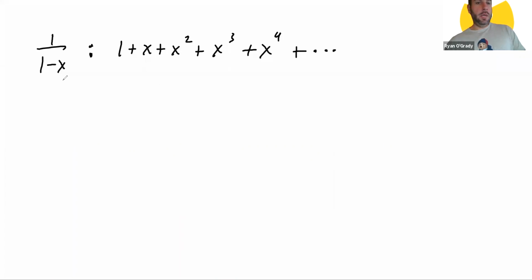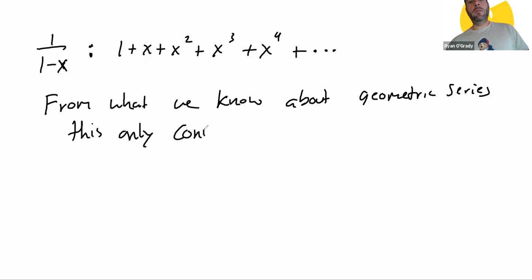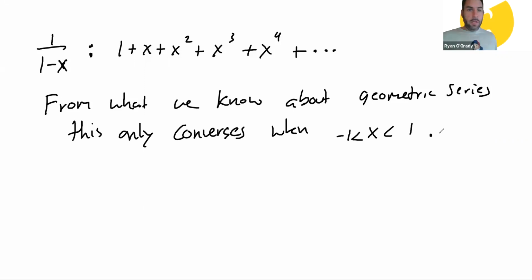And so from what we know about geometric series, this only converges when x is between 1 and -1, right? Now, you might say, how do I know that's the Maclaurin series? Well, we'll ask you to do it for homework. You take that function here and differentiate it and get a pattern. You'll notice there's a pattern. It's not hard to differentiate. It's not hard to plug 0 into it.